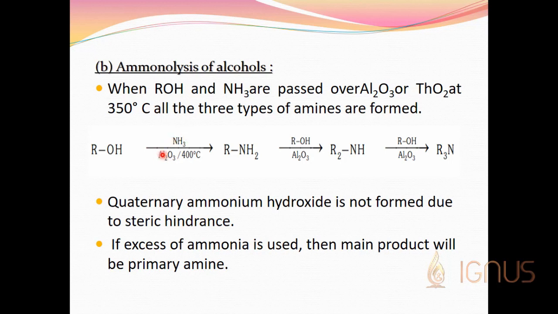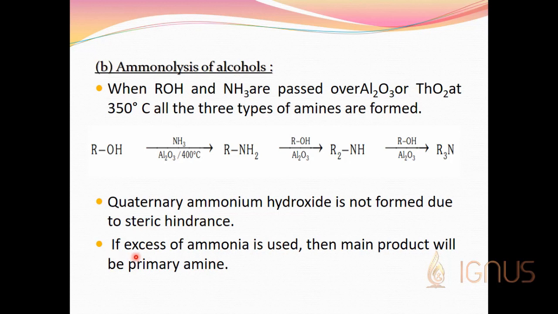Just remember, here OH is replaced with NH2. Here alcohol is converted into amine. Again, this amine is treated with Al2O3 and with excess of alcohol you will get secondary amine. In a similar way you will get tertiary amine. Remember, during this process you will not get quaternary ammonium hydroxide because of the steric hindrance.